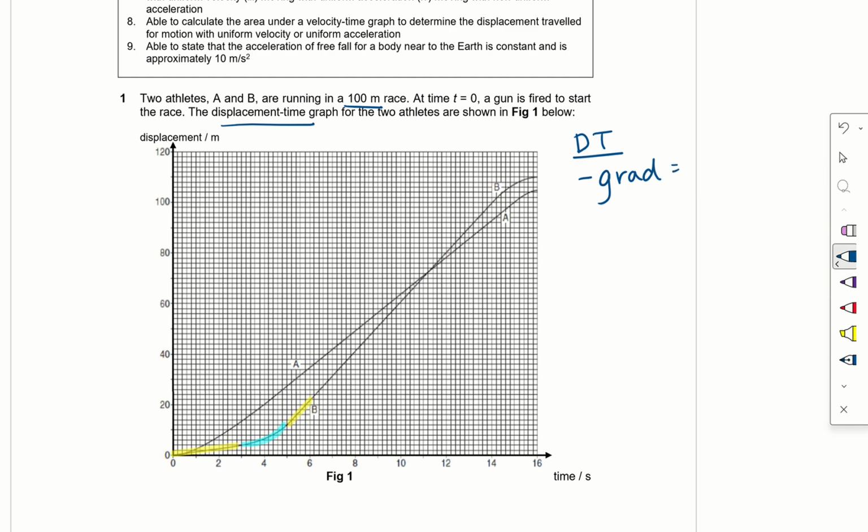The gradient represents velocity. Okay, and also the y-axis is displacement, the x-axis is time. So you can actually read the displacement of the athletes at a certain time.